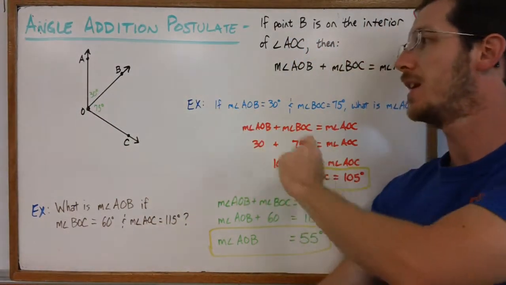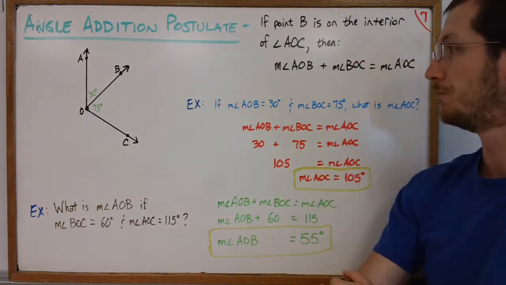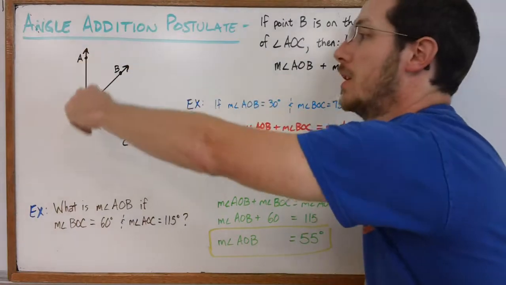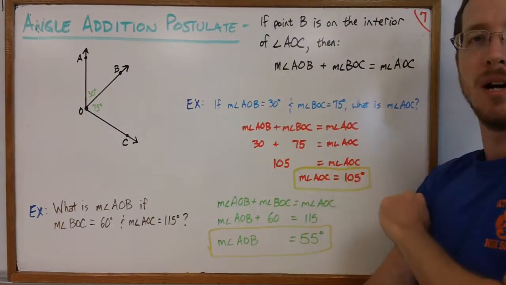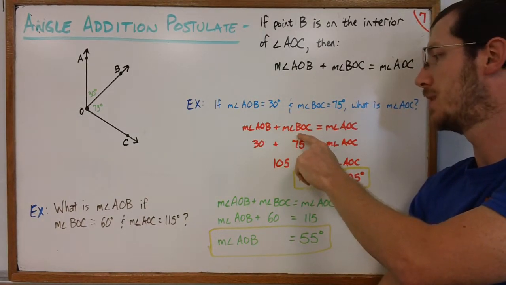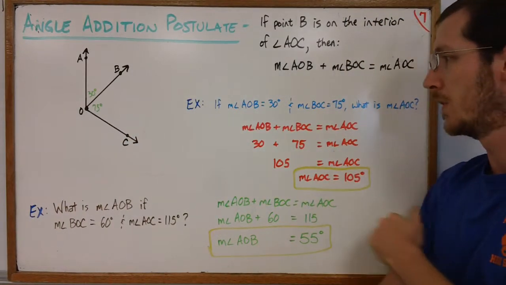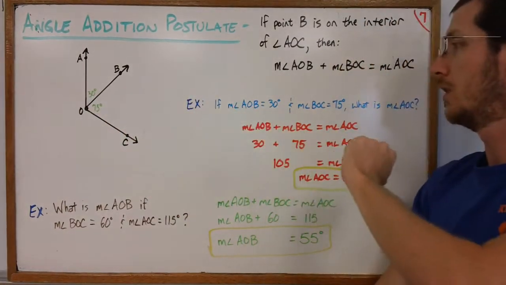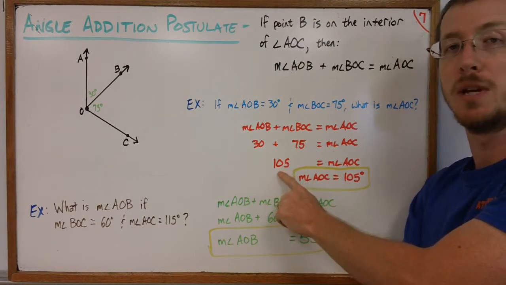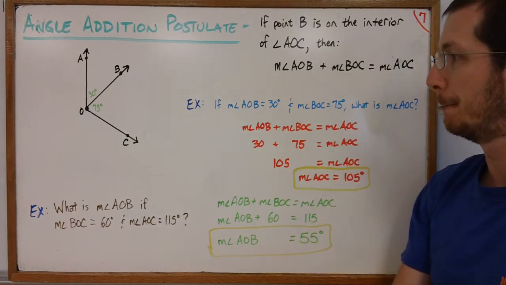So in this example, let's say that the measure of angle AOB is 30 degrees, and the measure of angle BOC is 75 degrees. We want to find the measure of angle AOC, the big angle. So using our angle addition postulate, let's take the measure of angle AOB plus the measure of angle BOC, our two smaller angles, add them together to get our big angle, angle AOC. Substituting in what we're given in our problem, we've got 30 degrees plus 75 degrees. Adding those two together, we get 105 degrees for the measure of angle AOC. It's not so bad, right?